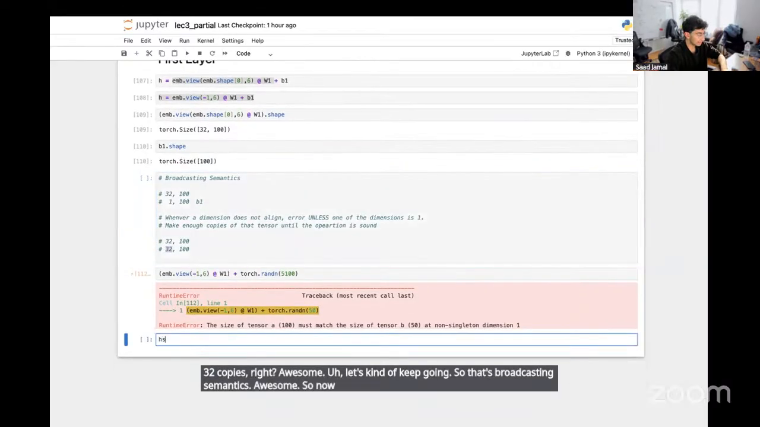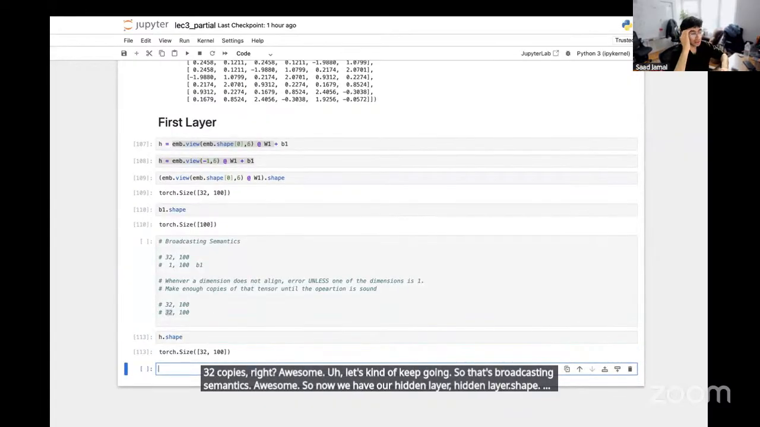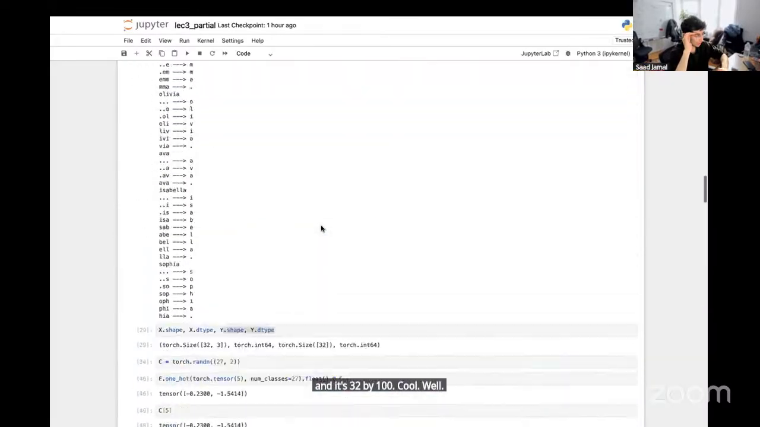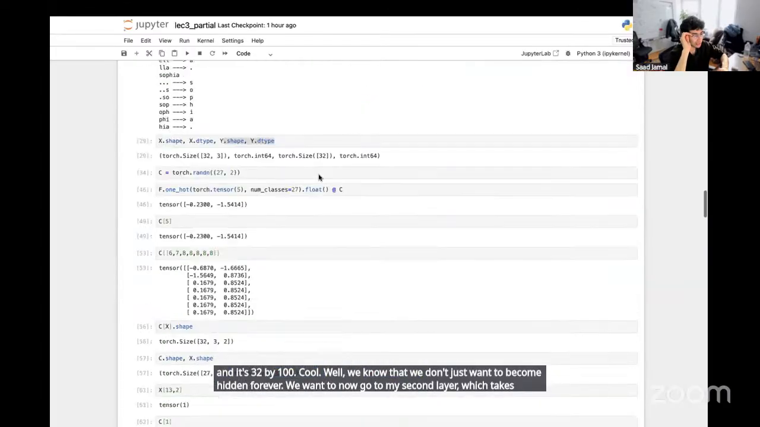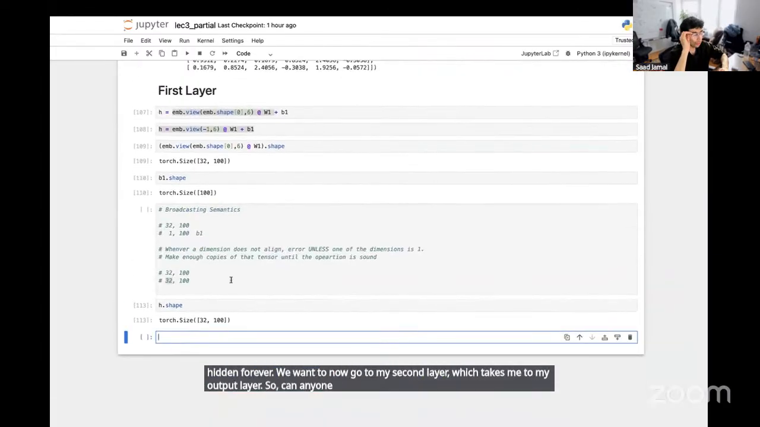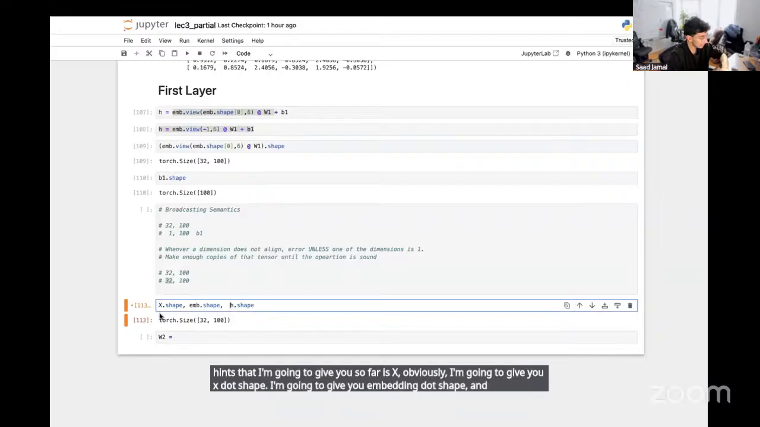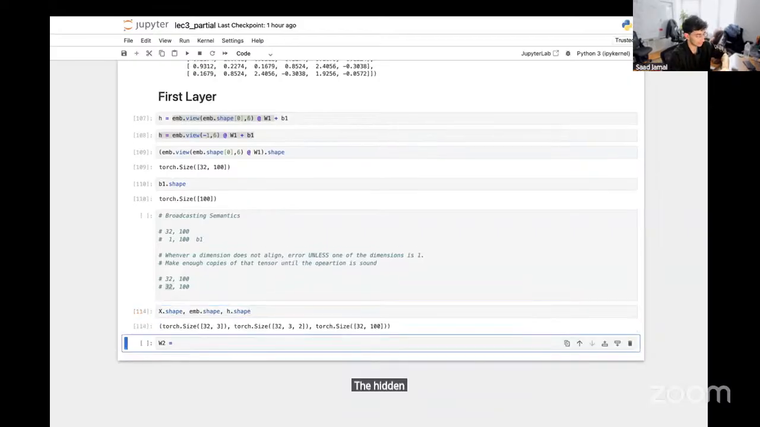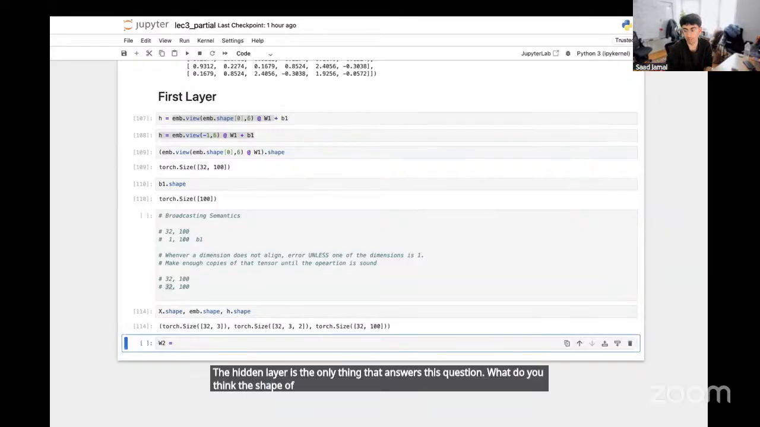Now we have our hidden layer dot shape, and it's 32 by 100. Cool. Well, we don't want to stay in the hidden layer forever. We want to now go to my second layer, which takes me to my output layer. So can anyone guess what the shape of W2 should be? The hints I'm going to give you are X dot shape, embedding dot shape, and the hidden layer dot shape, which is really the only thing that answers this question. What do you think the shape of my second layer should be?